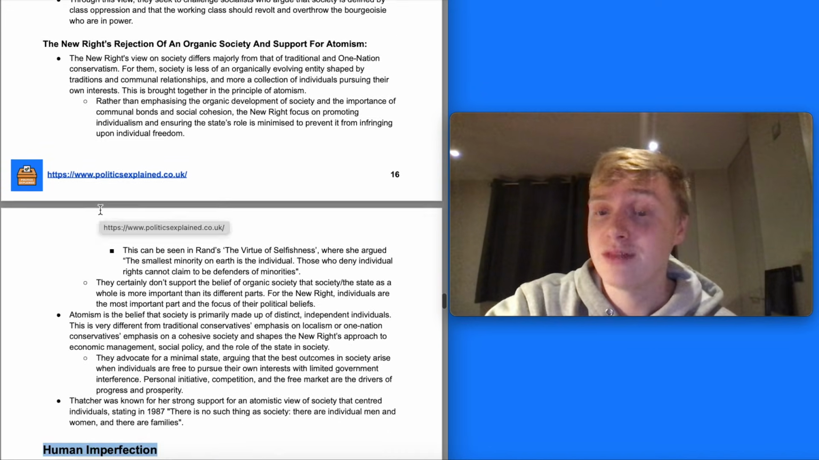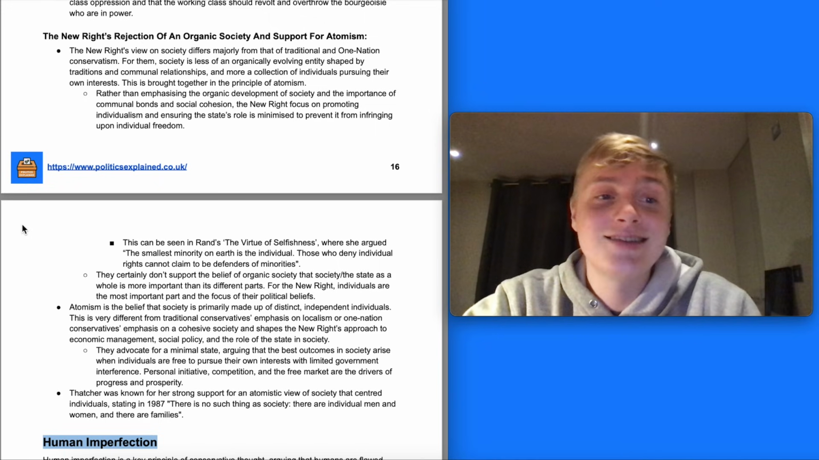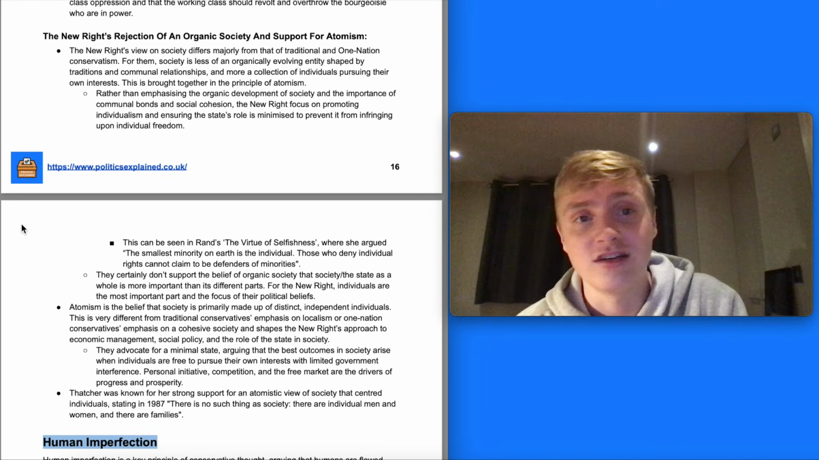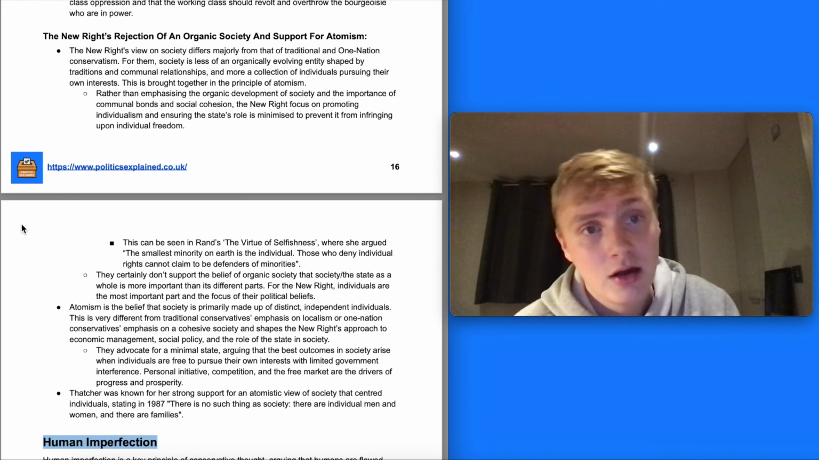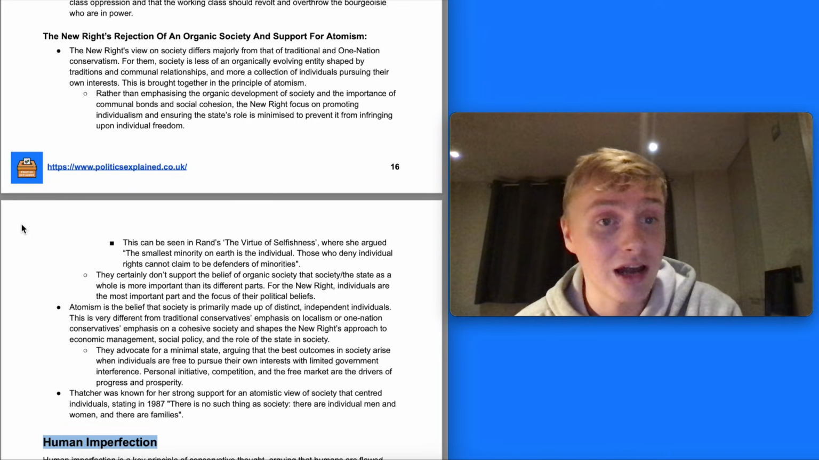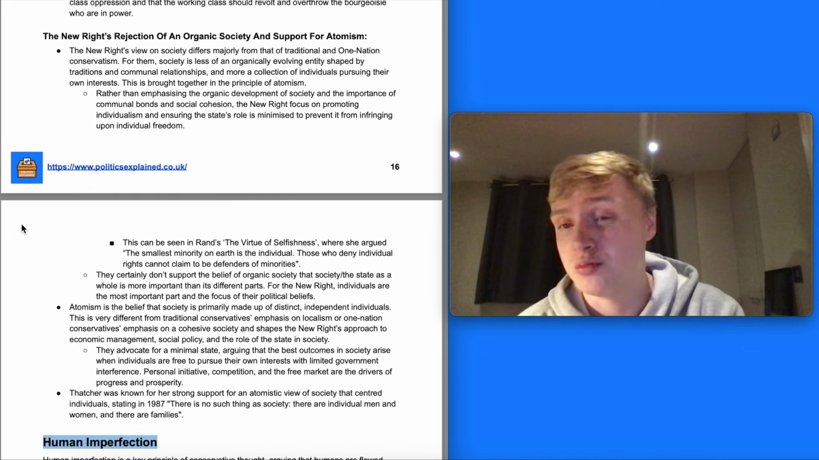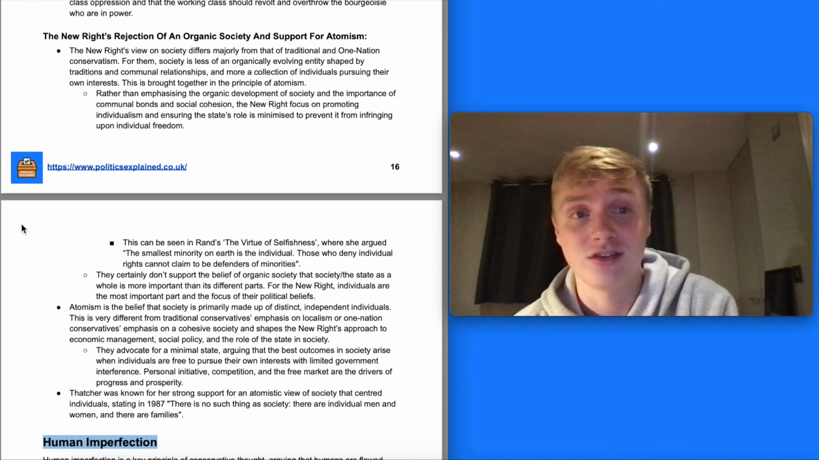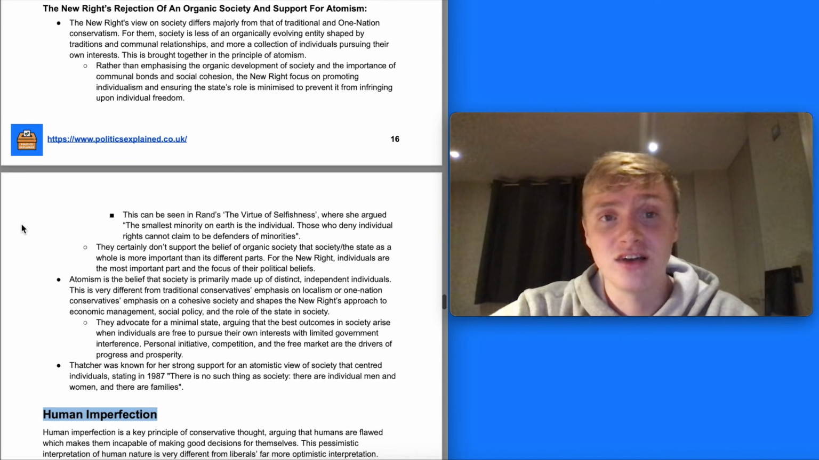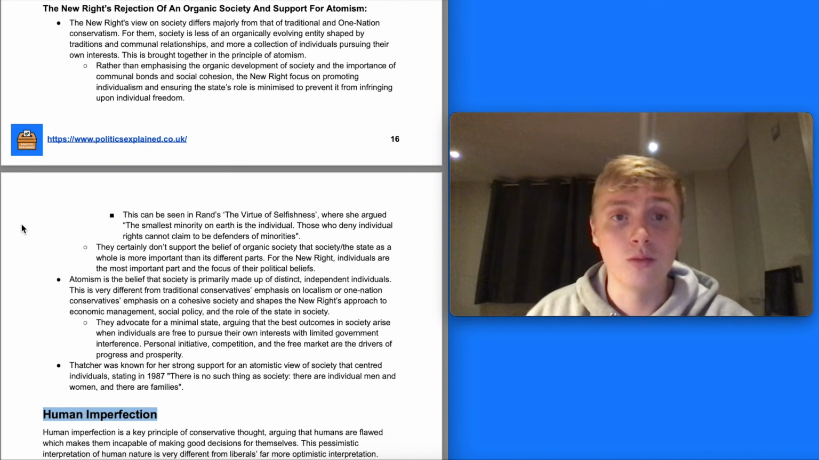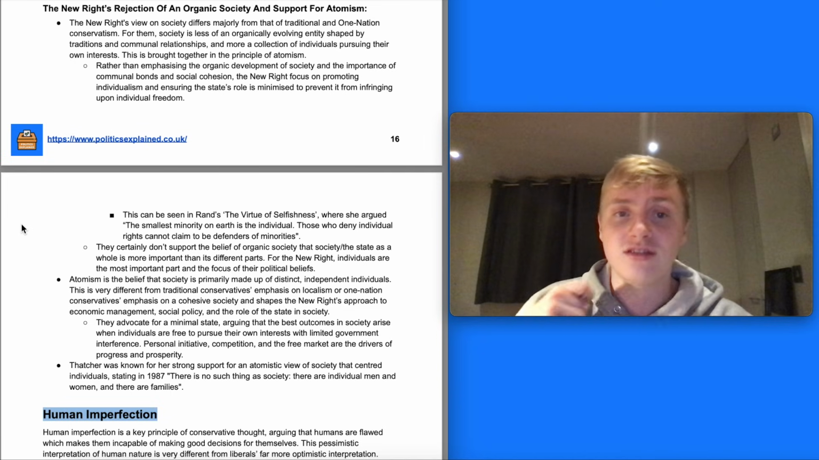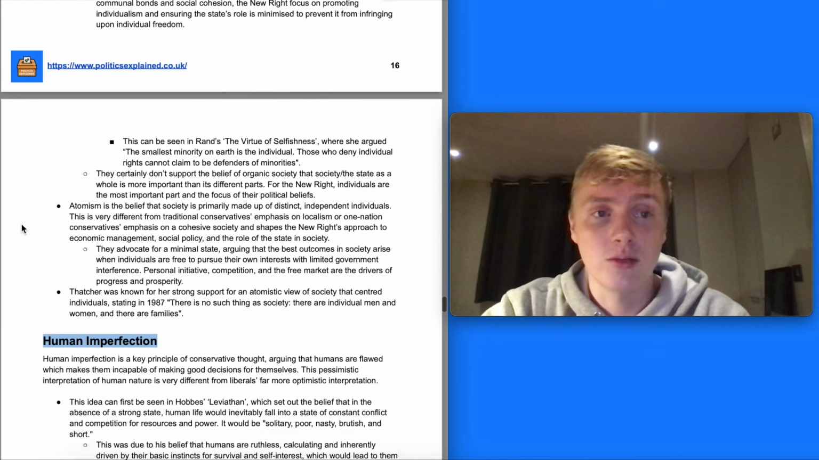The new right are very different. They very much reject an organic society and instead can be seen as promoting this idea of atomism within society. So their views on society differ a lot from traditional and one-nation conservatives. For them, society is less of an organically evolving entity shaped by traditions and communal relationships, and it's actually just a collection of individuals pursuing their own interests. There's not much to say of society at all, and this is brought together in this principle of atomism. So rather than emphasising the organic development of society and communal bonds, they focus on promoting individualism and promoting freedom and ensuring that the state's role is minimised to prevent it from infringing upon individual freedom.